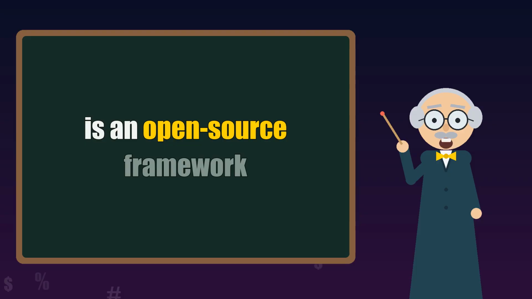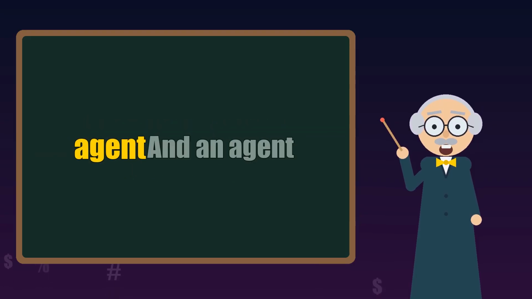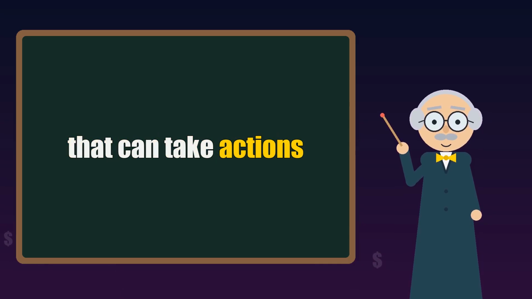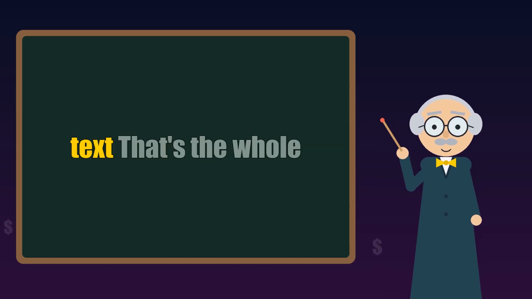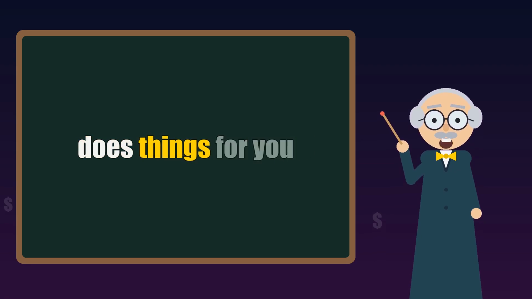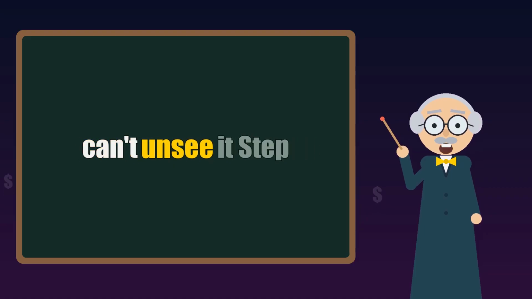OpenClaw is an open-source framework that wraps around a large language model and turns it into an agent. And an agent is just a fancy word for a model that can take actions, not only spit out text. That's the whole trick. A normal chatbot answers you. An agent does things for you. Let me break down the loop, because once you see it, you can't unsee it.